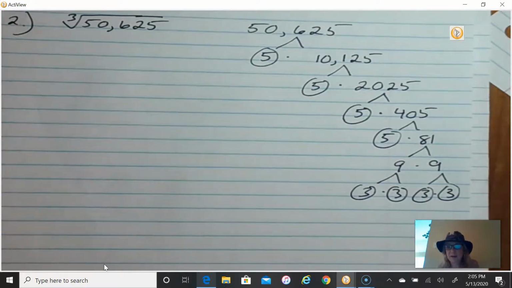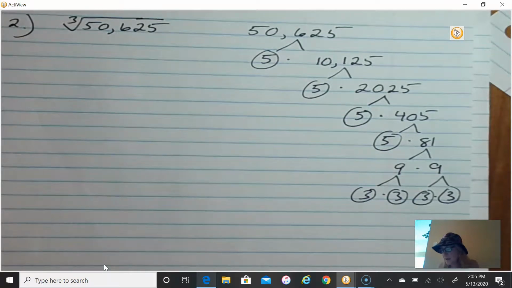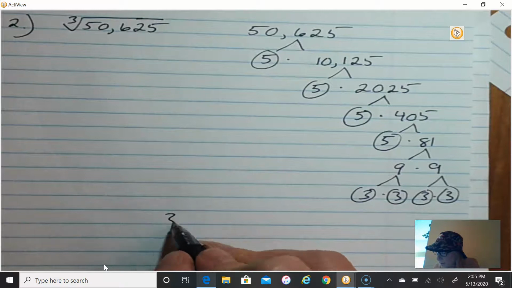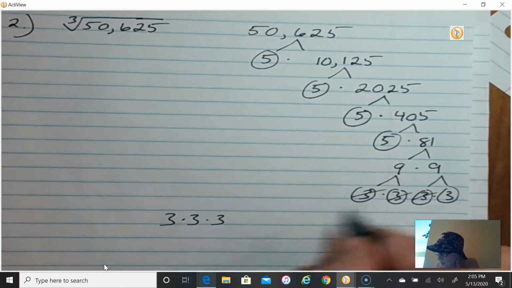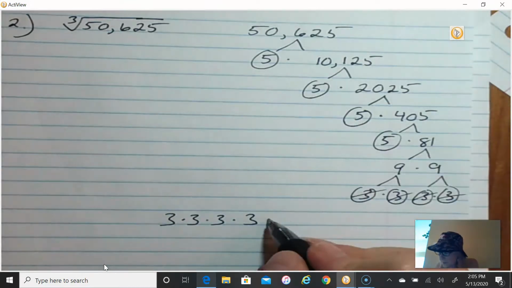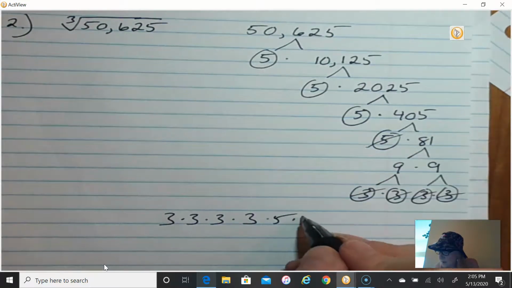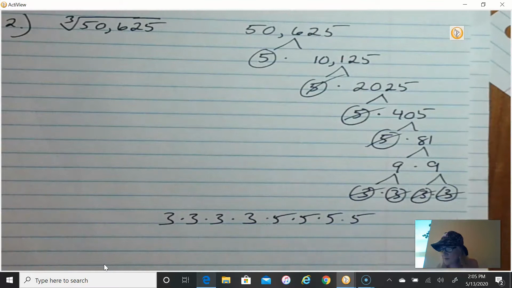Okay, if you need to pause that and look back over, because I did fly. When I'm doing factor trees, I tend to forget that I'm teaching children, and I start just flying through it. I apologize. Okay, well, I'm going to list all my prime factors. I have 3 times 3 times 3 times 3. And then I have 4 5s, times 5 times 5 times 5 times 5.